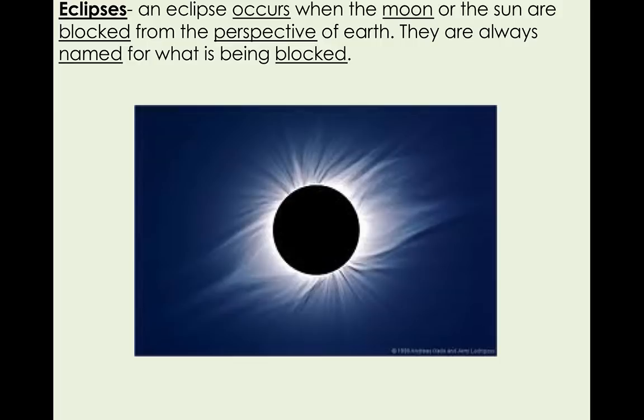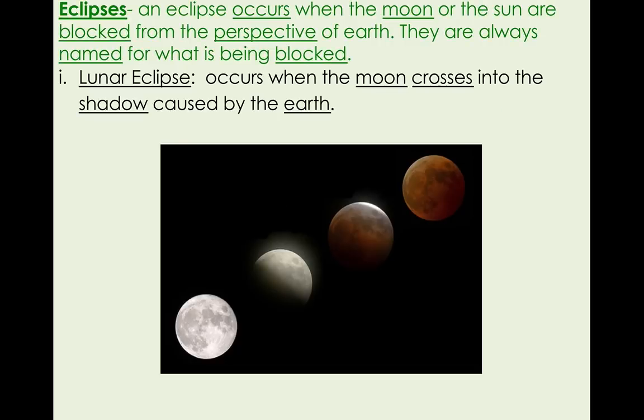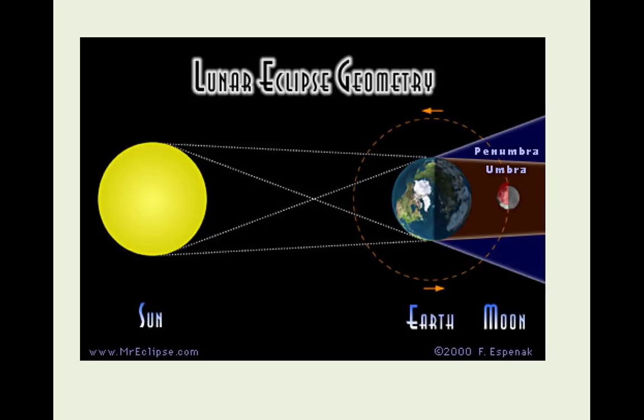An eclipse occurs when the moon or the sun are blocked, depending which one we're talking about, from the perspective of the Earth. So an eclipse is something we see from the Earth, and they are always named for what is being blocked in regards to our perspective, right? So a lunar eclipse means that the moon is blocked from our perspective, and this happens because the moon crosses into the shadow that is actually caused by the Earth.